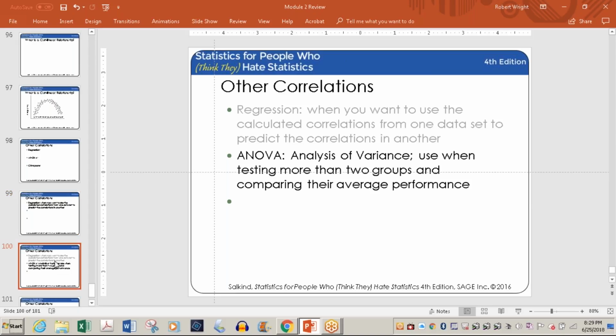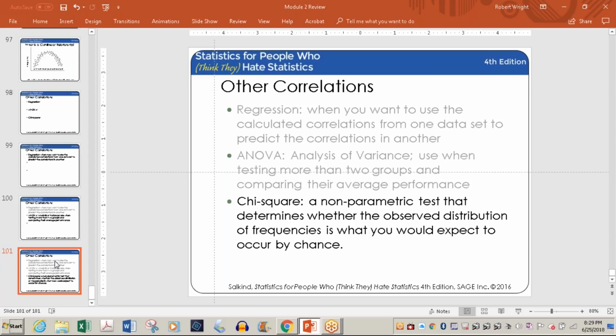Next is ANOVA, or analysis of variance, and that's what you do when you test more than two groups and compare their average performance. And finally, the chi-square is a non-parametric test. Remember when we mentioned non-parametrics? It's either there is no standard distribution, there is no bell curve, or you don't know what that distribution is going to be. It's a way of testing whether the distribution you observe is what you expected to occur by chance, or whether there was something that influenced that. Okay?